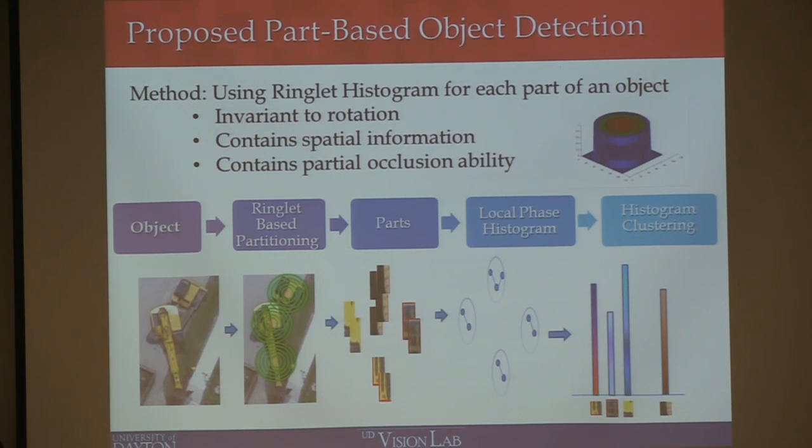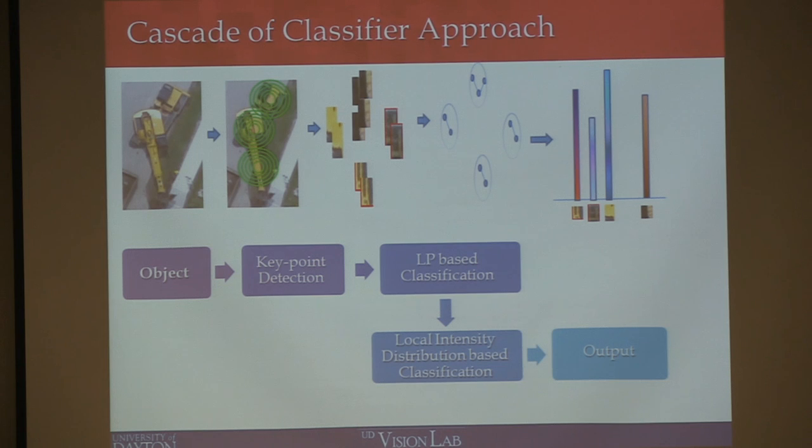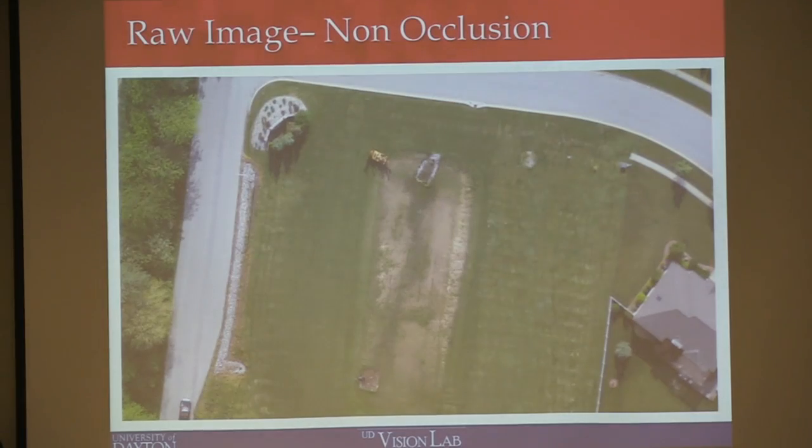The features are extracted for those rings to make what we call ringlet intensity distributions to identify the objects of interest. Again, these are some of the details of this ringlet approach for detecting objects with different rotations. And these are some of the examples we have.